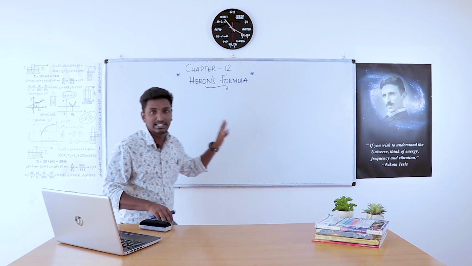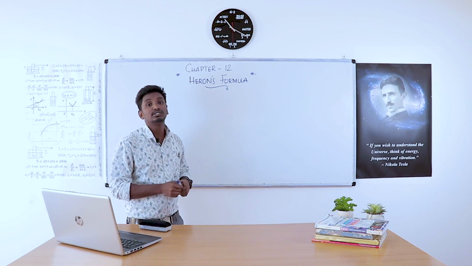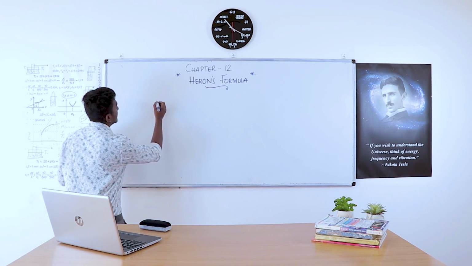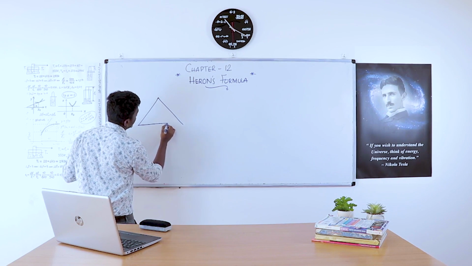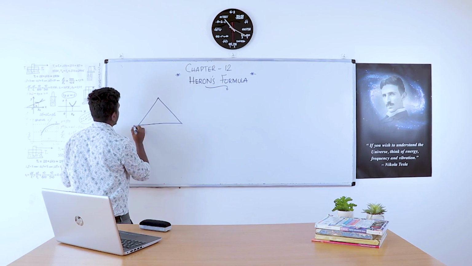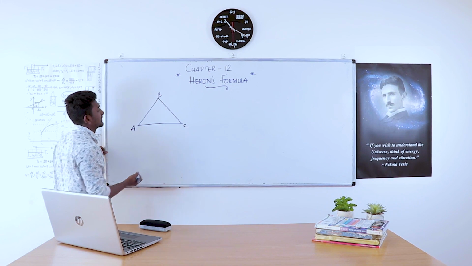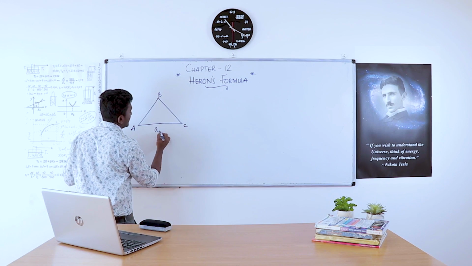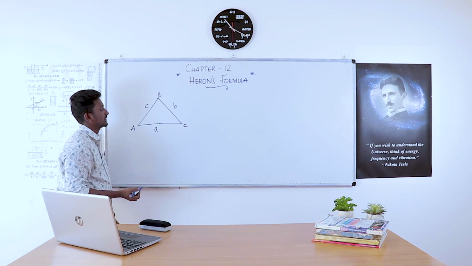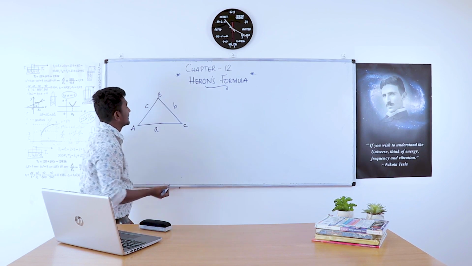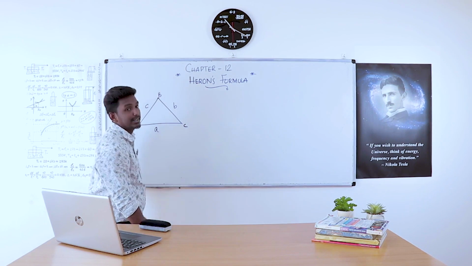When all three sides are given, then we can easily find the area of the triangle using Heron's formula. Now, I am considering a triangle. This is our triangle, A, B, C. The lengths of the three sides are taken as small letter a, small letter b, and small letter c. So the area of this triangle can be found using Heron's formula.